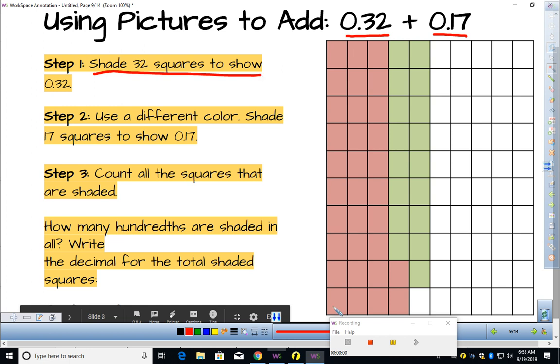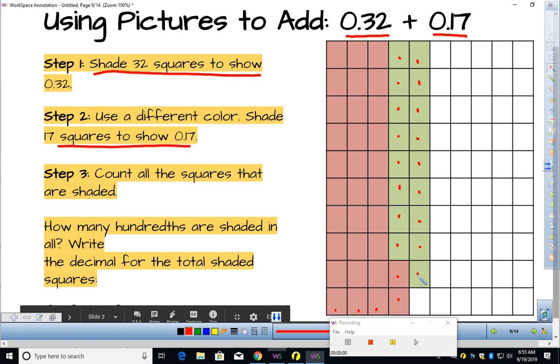So I have a row of 10, a column of 10, a column of 10, a column of 10. That's 30 hundredths. Two more make 32 hundredths. Flip over my second couch cushion, I find 17 more cents, 17 more hundredths. And so in a second color here, we're going to shade in 17 hundredths. 1, 2, 3, 4, 5, 6, 7, 8, 9, 10, 11, 12, 13, 14, 15, 16, 17. And then we're going to count all the squares that are shaded.